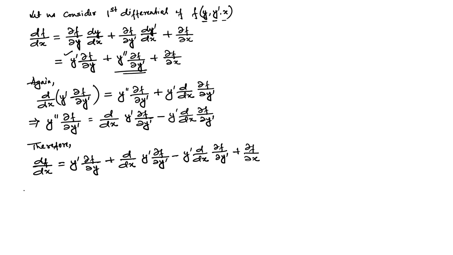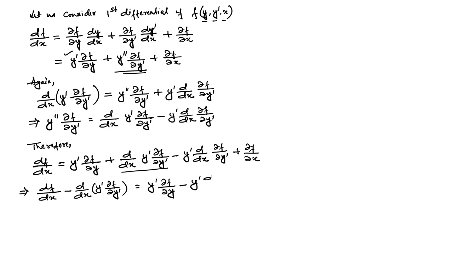Again, it is pretty straightforward. So, what we have here is this quantity and then minus, if we take this term on the left hand side, so what we have d/dx of y prime ∂f/∂y prime is equal to y prime ∂f/∂y minus y prime d/dx of ∂f/∂y prime plus ∂f/∂x.